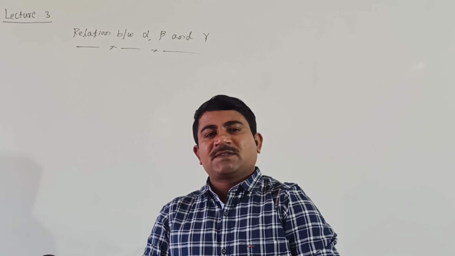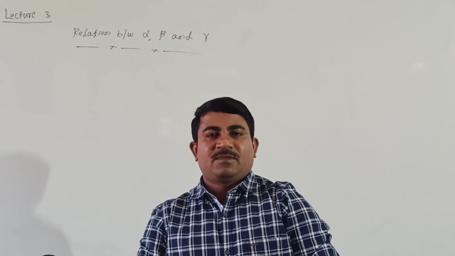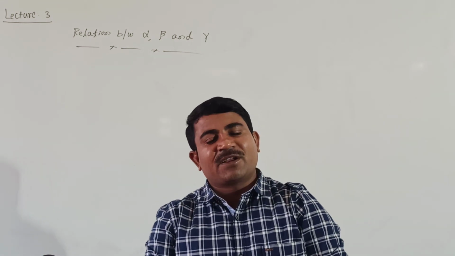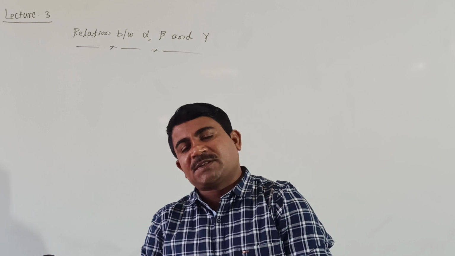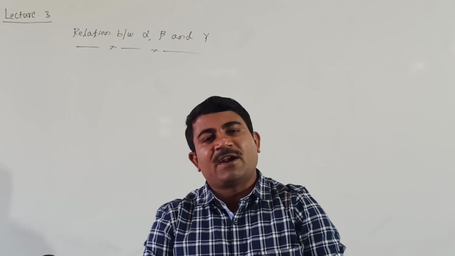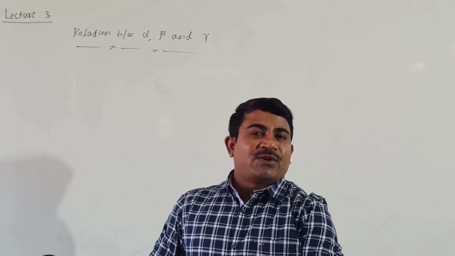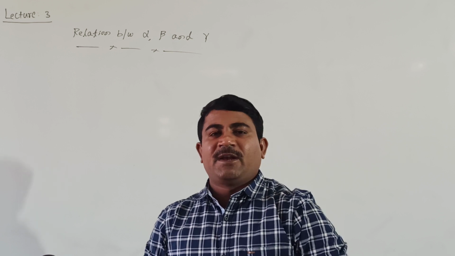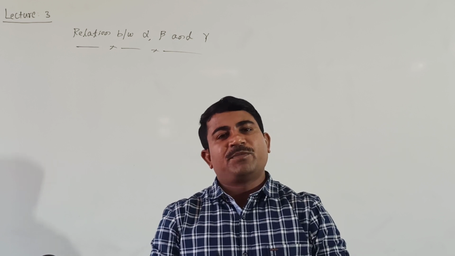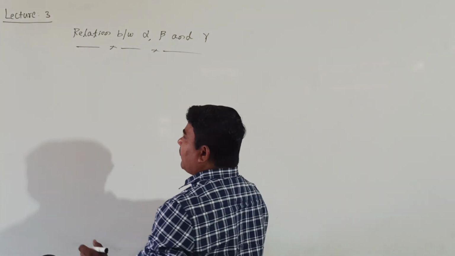See here, the coefficient of linear expansion is very small. It lies on the order of 10 raised to minus 5 to 10 raised to minus 6 per degree Celsius over the temperature range from 0 degree Celsius to 100 degree Celsius. To understand the relation between alpha, beta and gamma, let us take a solid cube of 1 meter side.